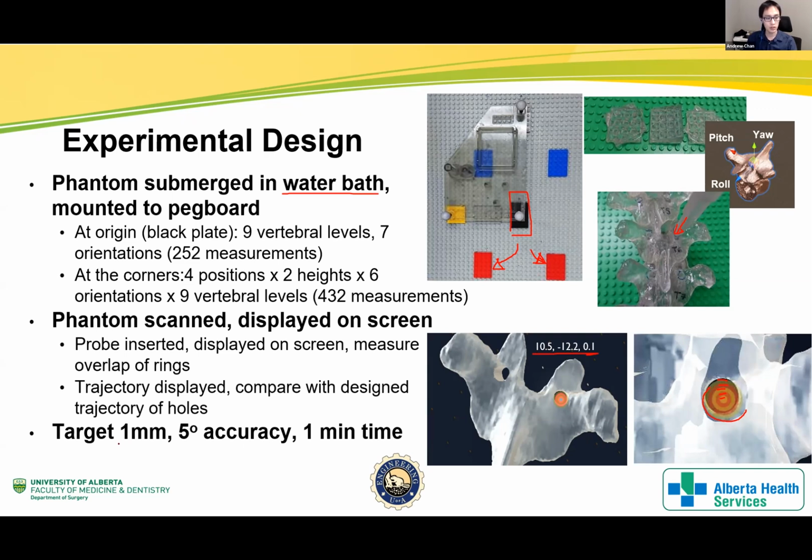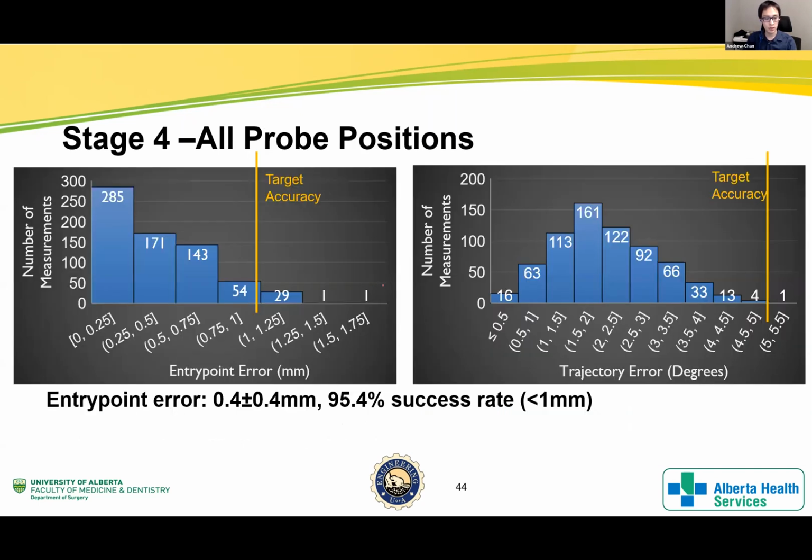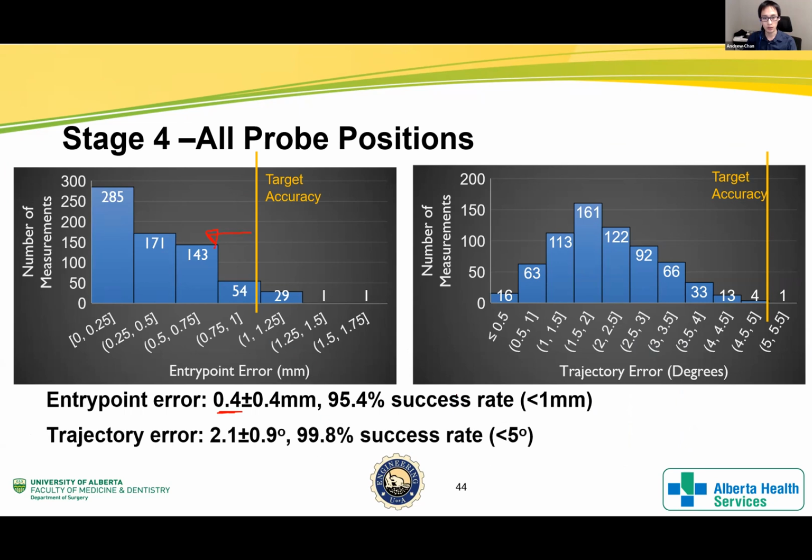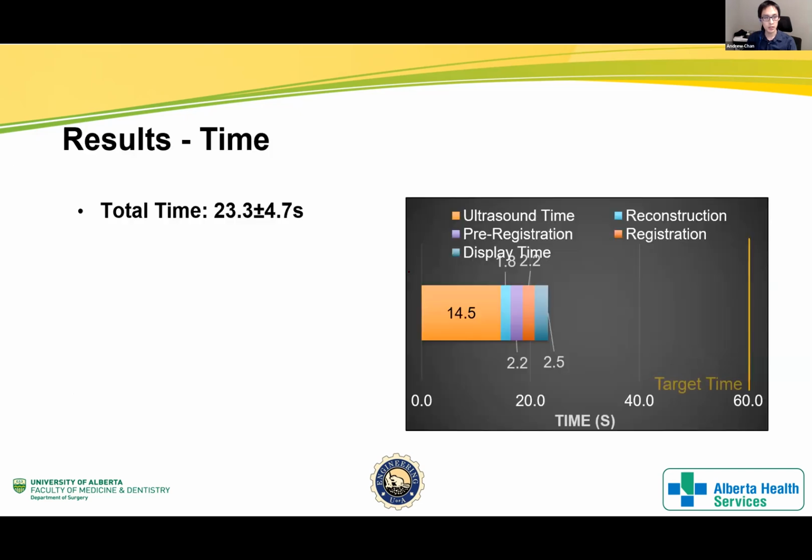So our target accuracy was 1 millimeter and 5 degrees, and we wanted everything to be within 1 minute of processing time. And to give you some of our results, we were pleasantly surprised that we were able to get good accuracy. Our average is around 0.4 millimeters, and 95% of them were within 1 millimeter. And then in terms of trajectory, we were able to get an average around 2 degrees with 99% of them within our target of 5 degrees. And then processing time-wise, the total time, including the scan, was 23 seconds.